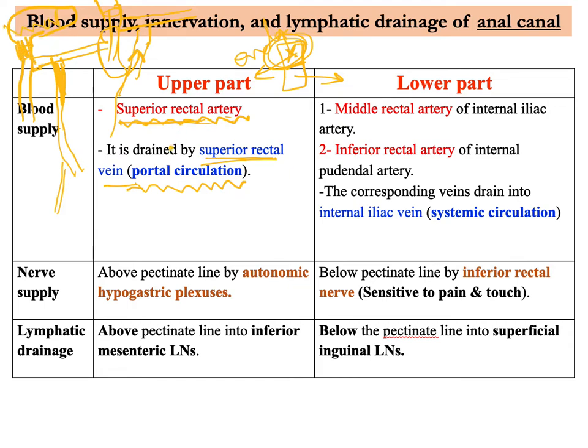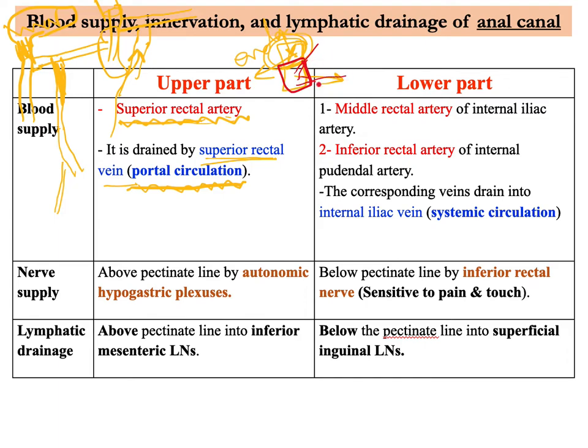That means the drainage of the upper part of the anal canal is through the portal circulation, while the lower half of the anal canal, histologically, comes from the ectoderm, and it's supplied by the middle rectal artery and inferior rectal artery.